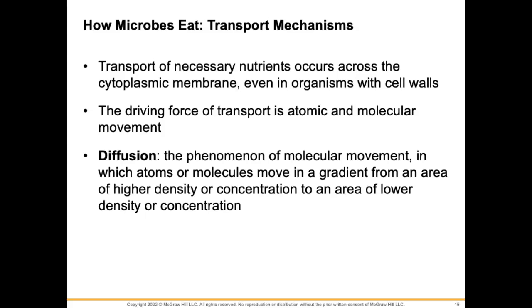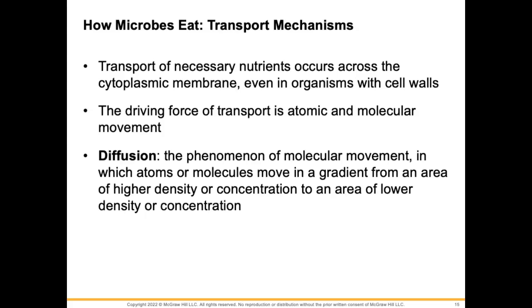This is Chapter 6, Part 2, How Microbes Eat, Transport Mechanisms. So, it's necessary to transport certain nutrients, or the nutrients that the cell needs, across the cytoplasmic membrane. This happens even in organisms with cell walls. So, we're going to review a little bit on diffusion and osmosis and how this relates to this.